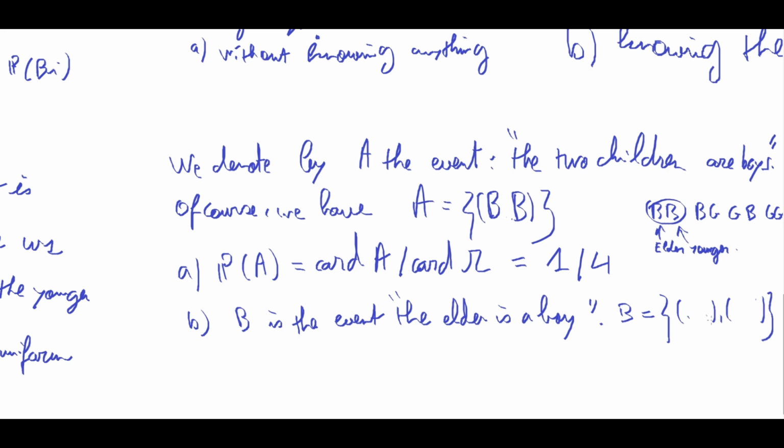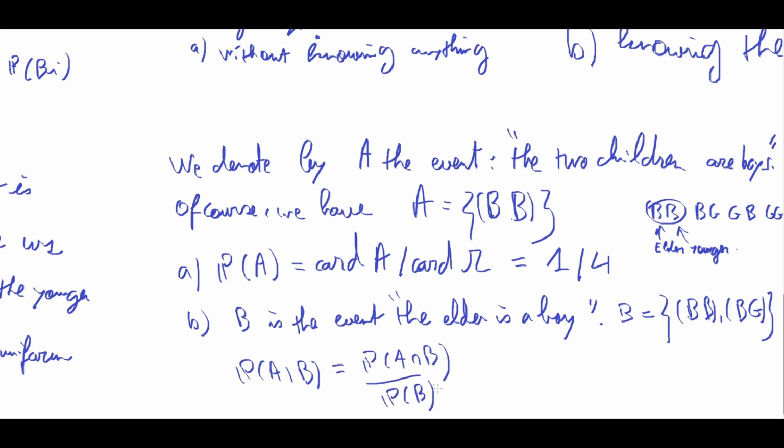The elder is a boy, and the younger is a girl. So P of A knowing B, the probability of the two children being boys knowing that the elder is a boy, is the probability of A intersecting B over the probability of B.